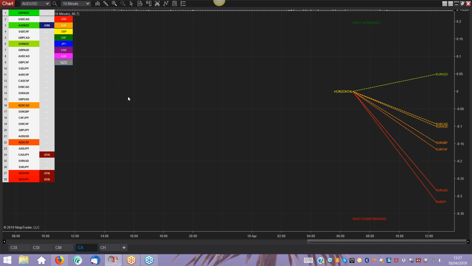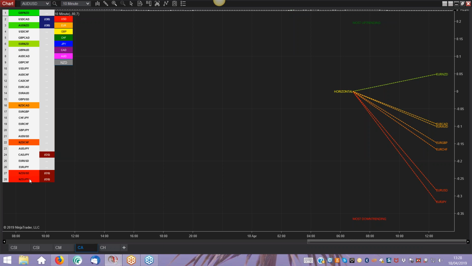There we go. So it's an interesting picture. This is on 10 minutes for the New Zealand dollar. So I've isolated out the New Zealand dollar. What we're looking at here is basically all the New Zealand dollar pairs. And as you can see, New Zealand yen and New Zealand dollar are the weakest at the moment, and that comes as no surprise.